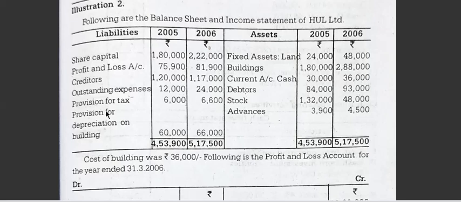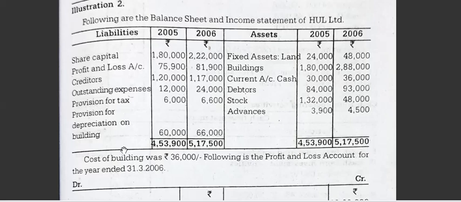Provision for tax, you have to open the account. Tax paid will go for the operating activities and investing activities. Then provision for depreciation will go for the operating activities, and you have to open the account here.